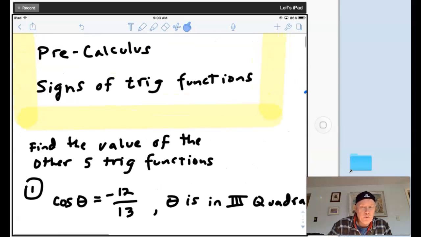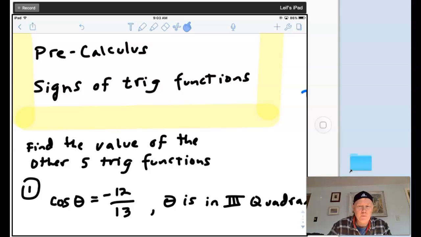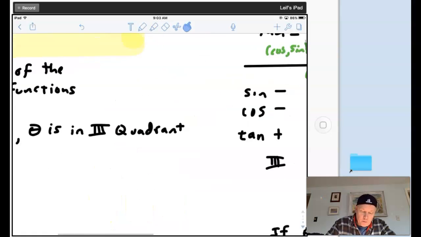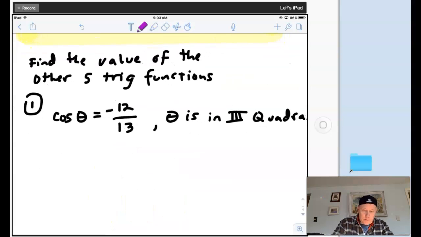Okay. So we're going to keep referring back to that because some of these problems, like for example, number 1, they're telling us immediately that I'm going to find the other 5 trig values first of all, but they tell us that theta is in the third quadrant. So the third quadrant will be down here, which means the sine is going to be negative, the cosine will be negative, and the tangent will be positive, okay? So you can either keep referring back to this or you can memorize them or whatever.